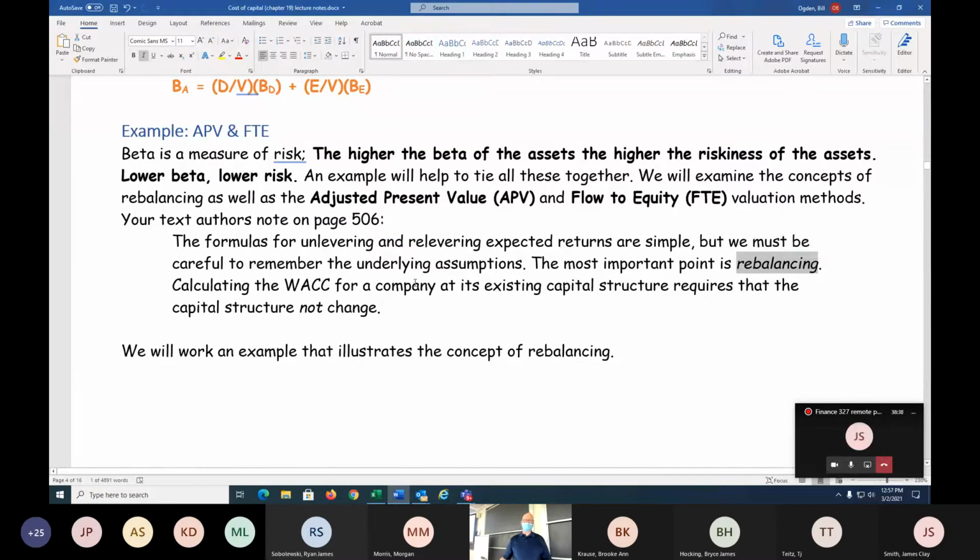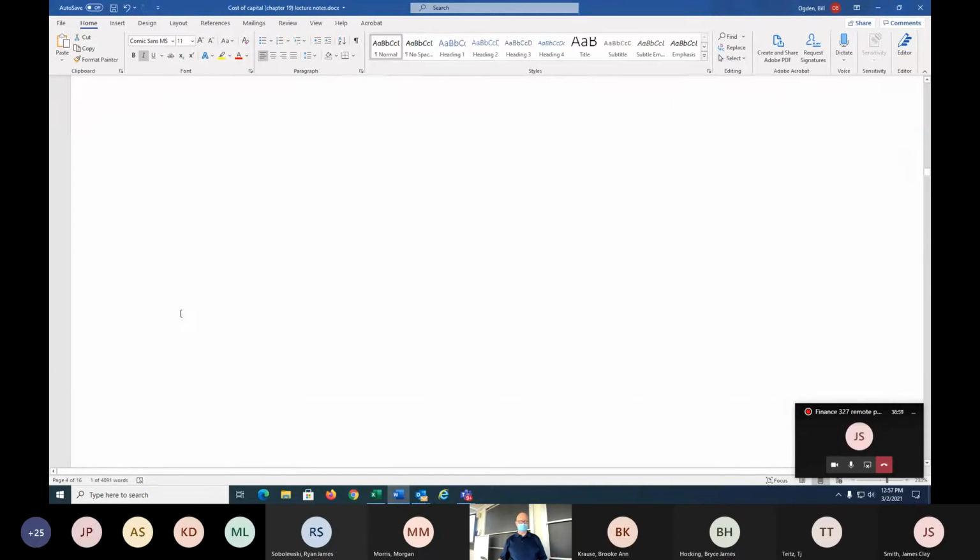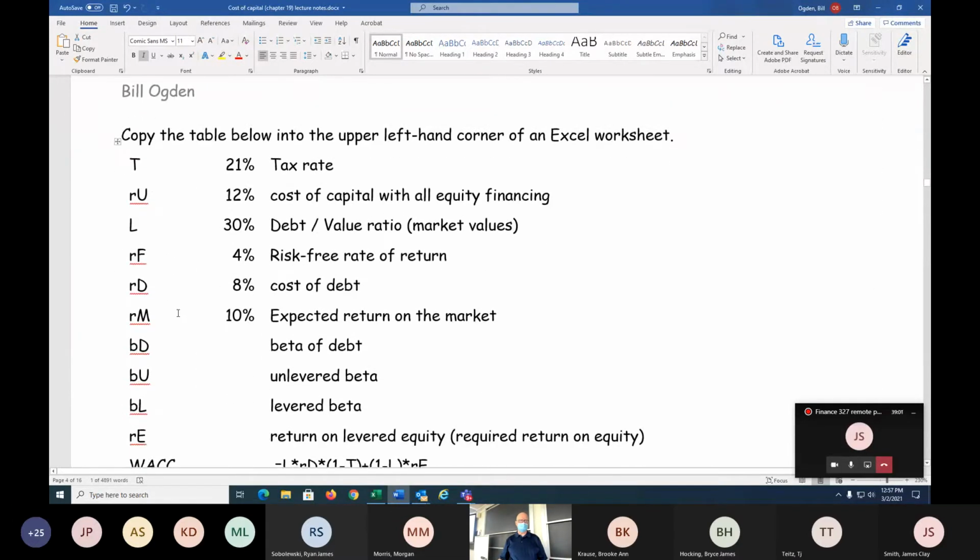Calculating the WACC for a company at its existing capital structure requires that the capital structure not change. And we could add on to that a bit. For the WACC to be the correct discount rate, you can't change your capital structure. Okay, I'll show you what that means. Let's go to the next page. I should have a nice example here.